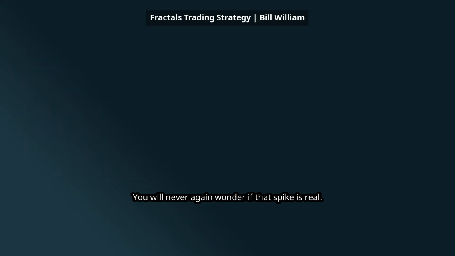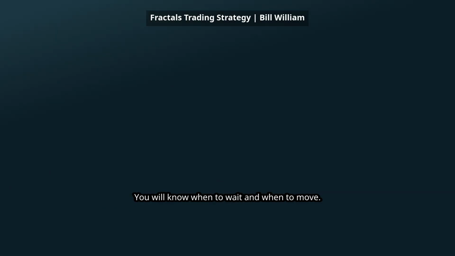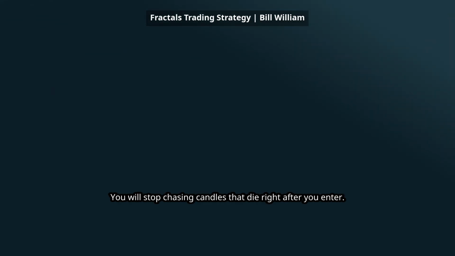You will never again wonder if that spike is real. By the end of this episode, you will spot the exact 5-bar fractal that marks a swing high or low on M5, M15, H1, and H4. You will know when to wait and when to move. You will stop chasing candles that die right after you enter.